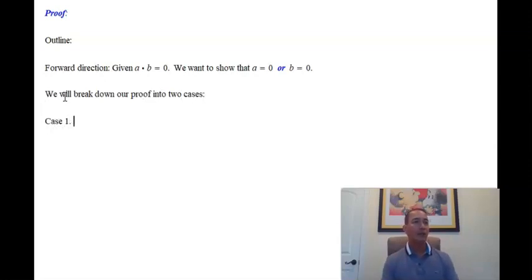So case 1, we will assume that a equals 0. And you might start to complain, now wait a minute, are we allowed to assume that the conclusion is true?